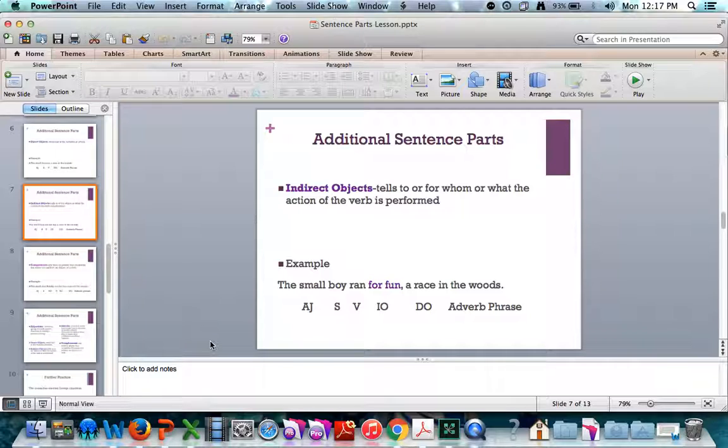Indirect objects tell who or for whom or what the action of the verb is performed. To add an indirect object to our sentence, we could change it to the small boy ran for fun a race in the woods. Our indirect object is for fun because it tells for what the action of the verb is performed.